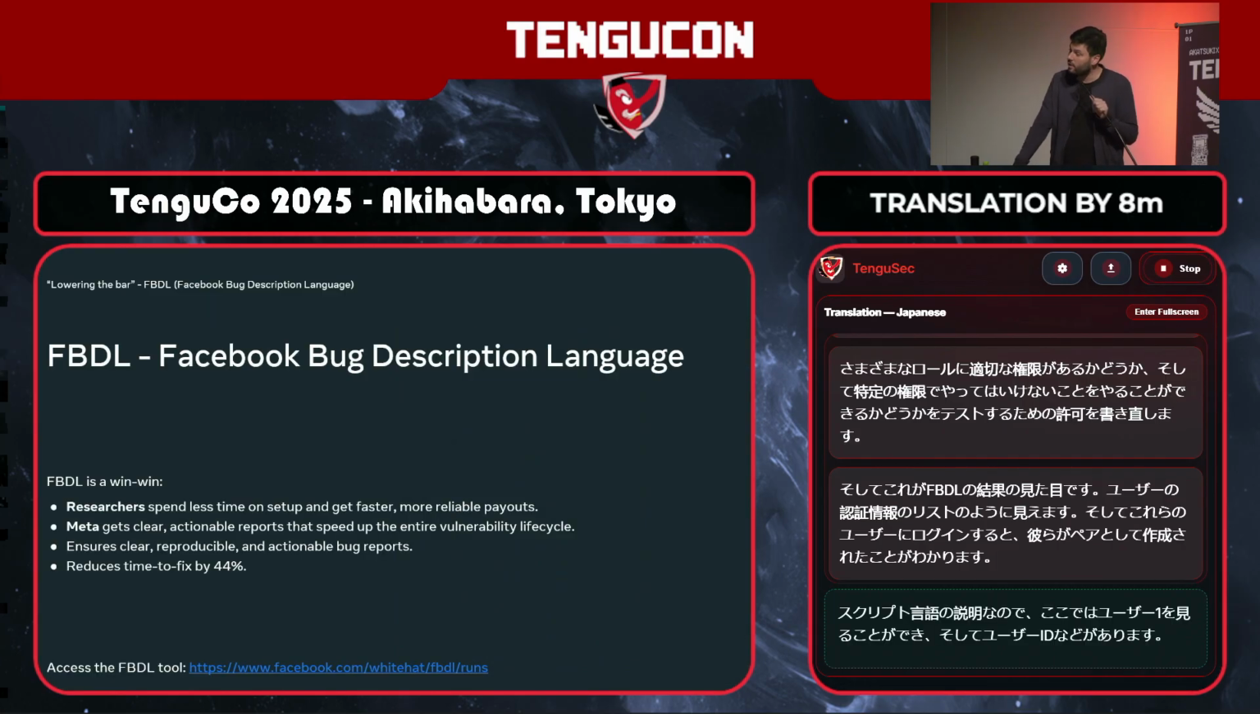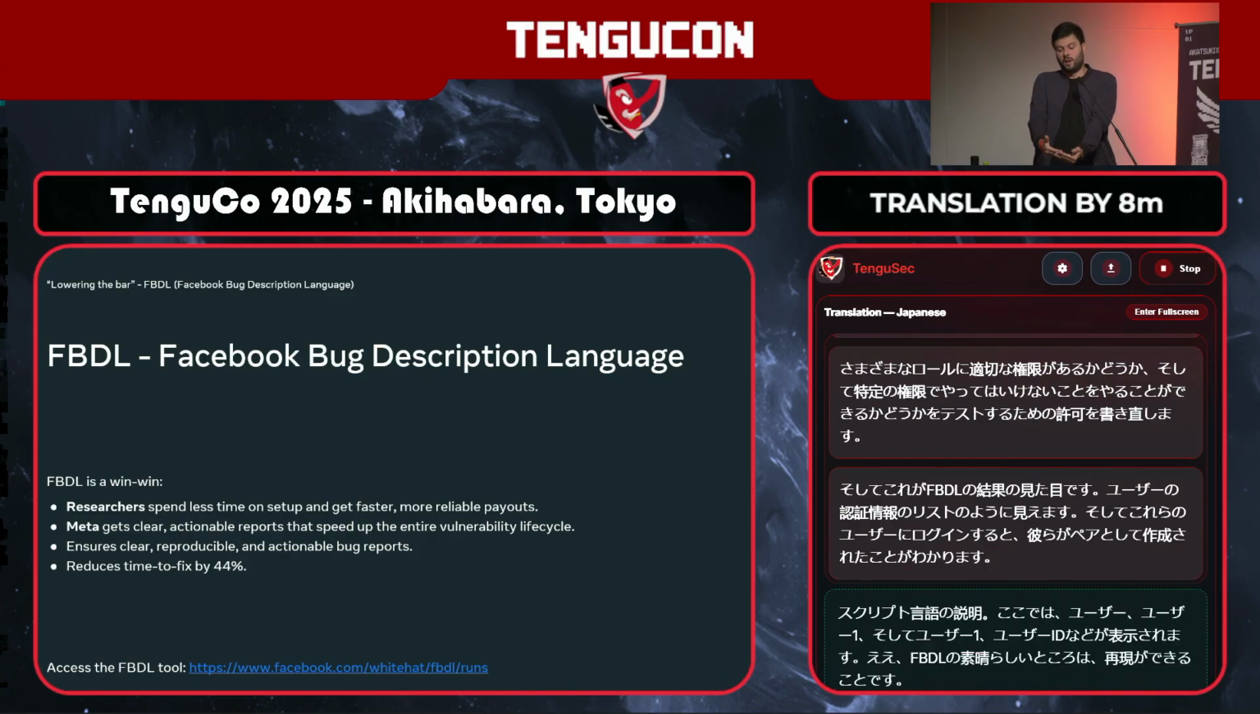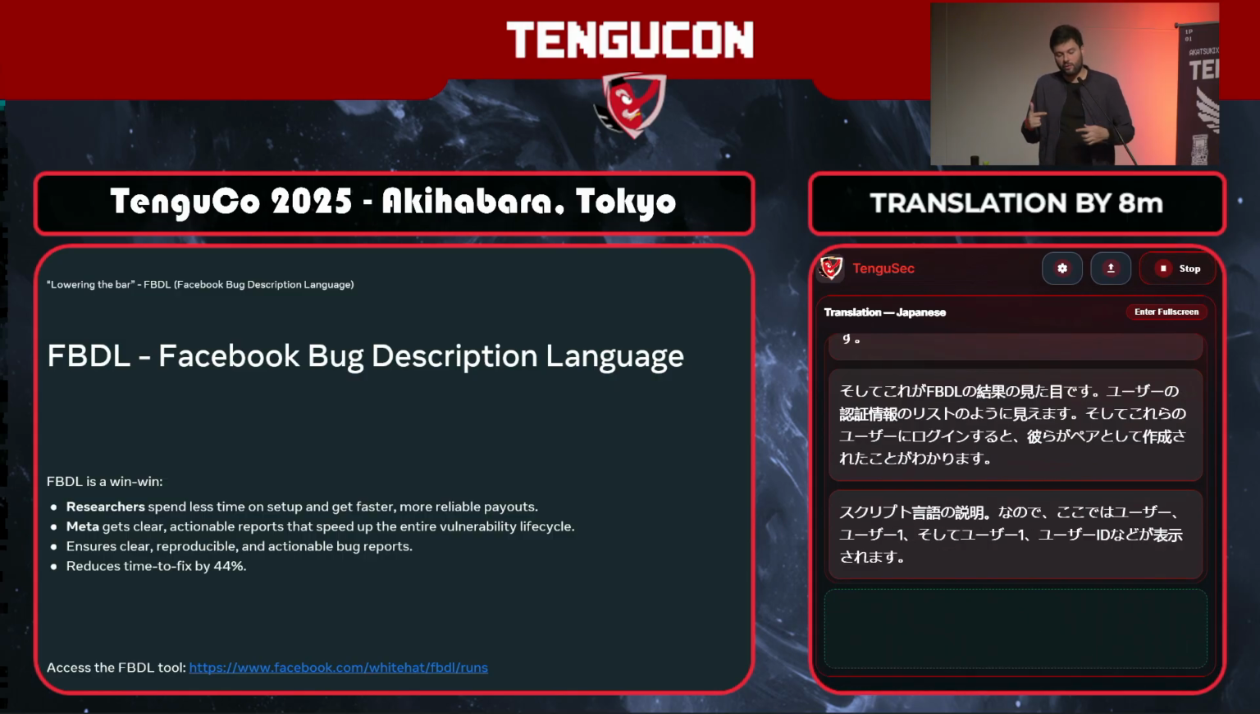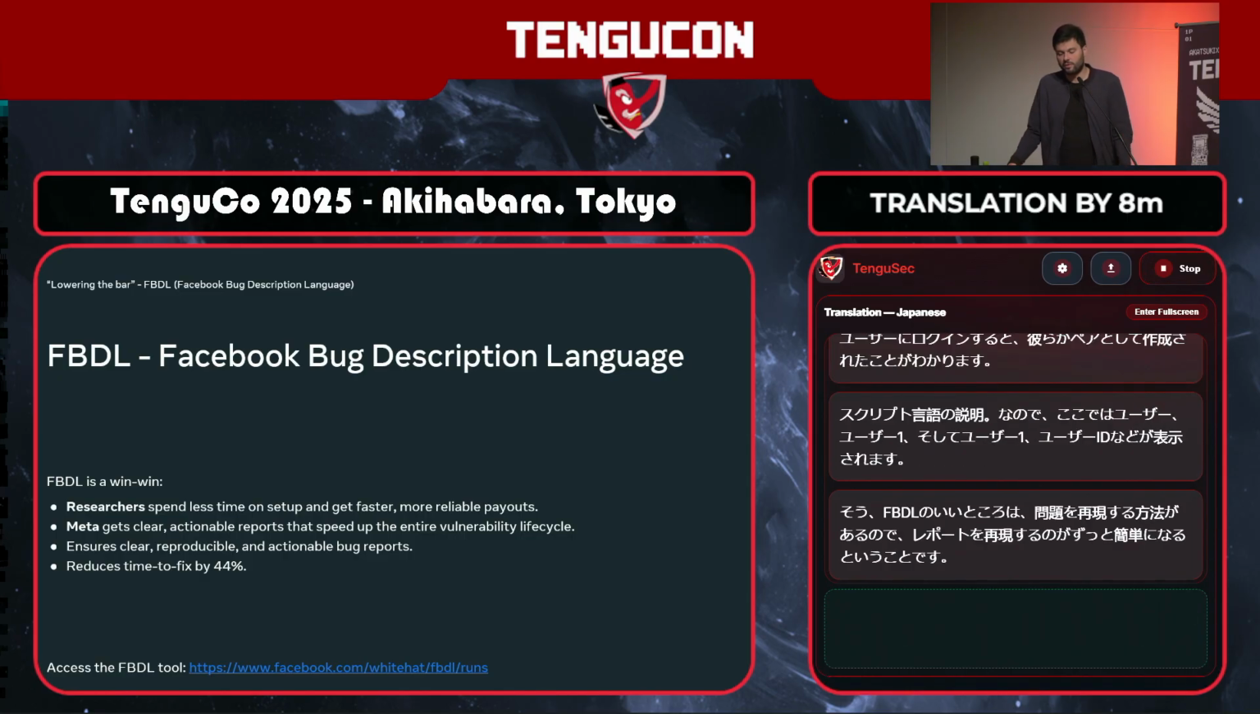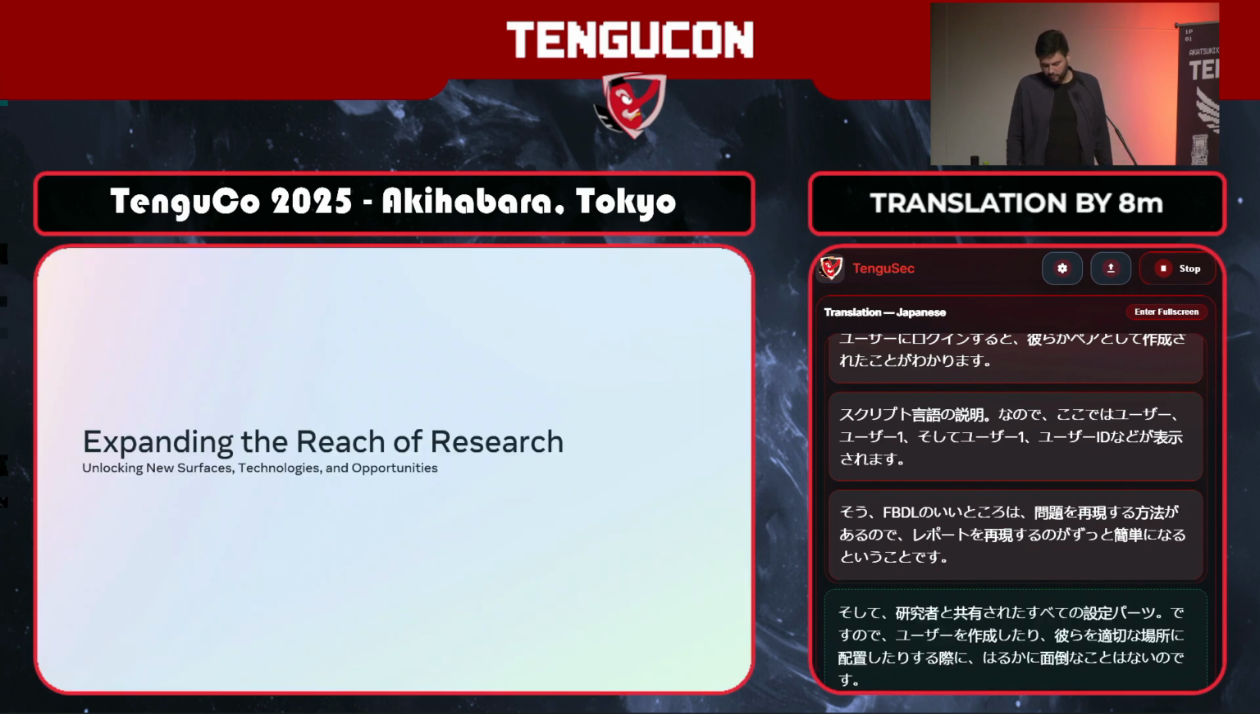Yeah, the nice part with FBDL is that it makes reproducing reports way easier for us, because we have a way to reproduce the issue again, and all the setup part is shared with the researchers. So there is way less hassle trying to create the users, put them in the right state, and all these kinds of things.